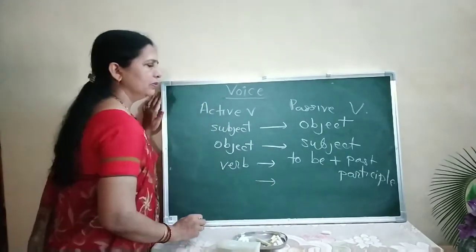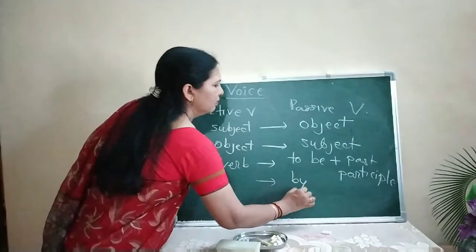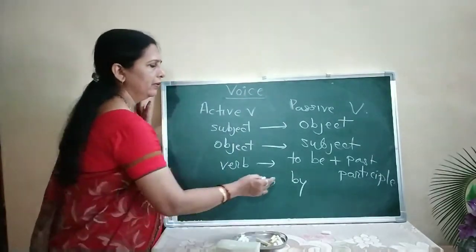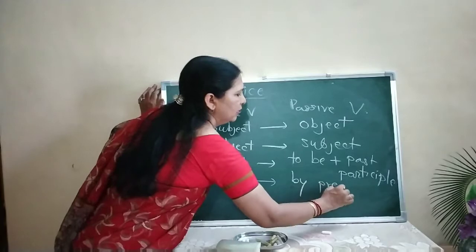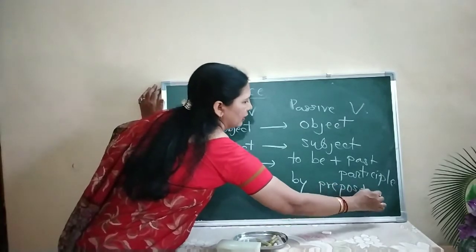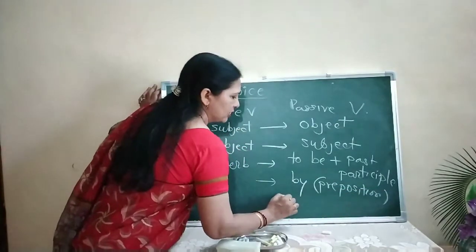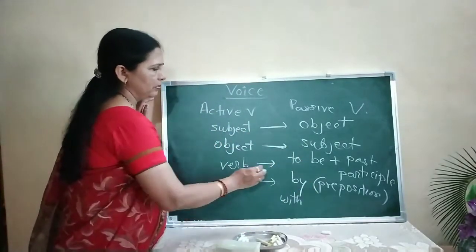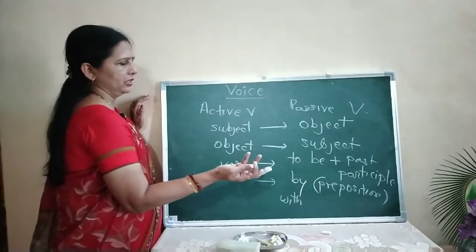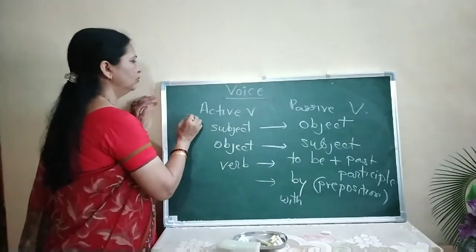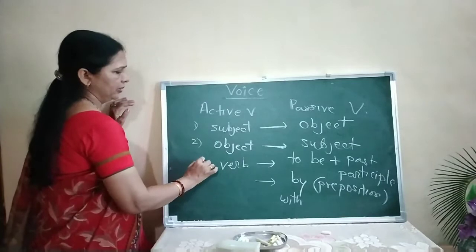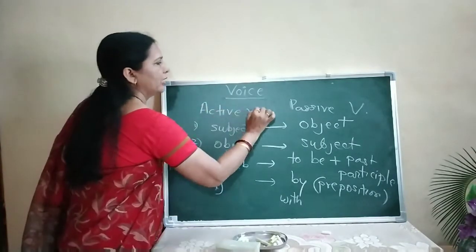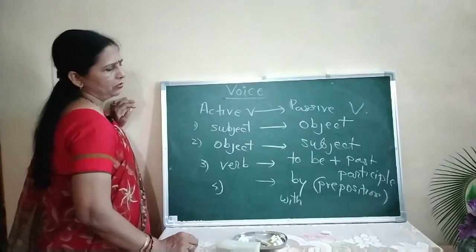Along with it, there is one more change, that "by" is used in passive voice. Now what is "by"? By is a preposition. Sometimes "with" also can be used, and sometimes a preposition may not be there in passive voice. So, these four changes take place when we change a verb from active voice to passive voice.